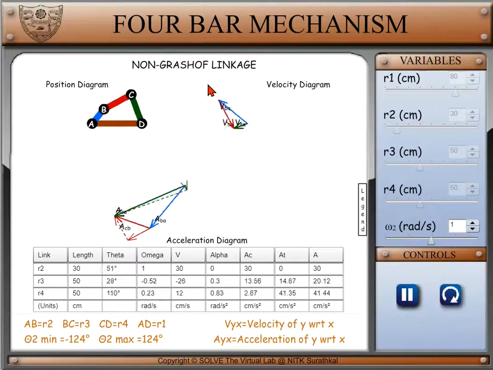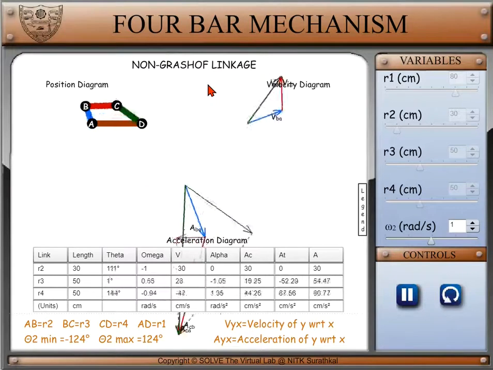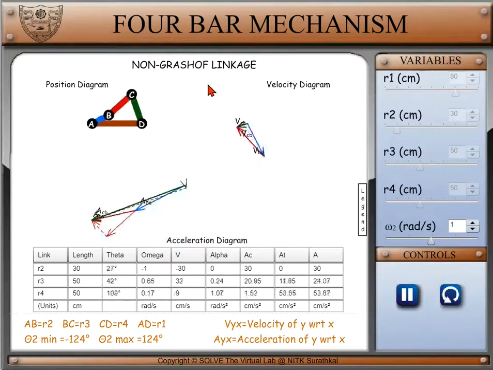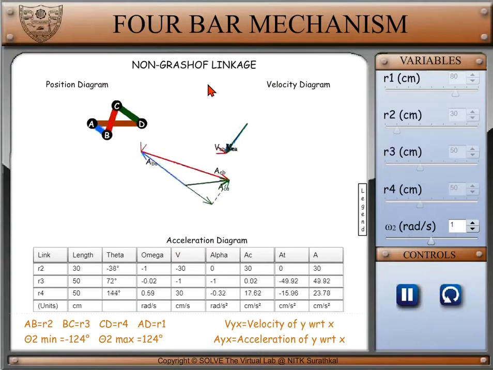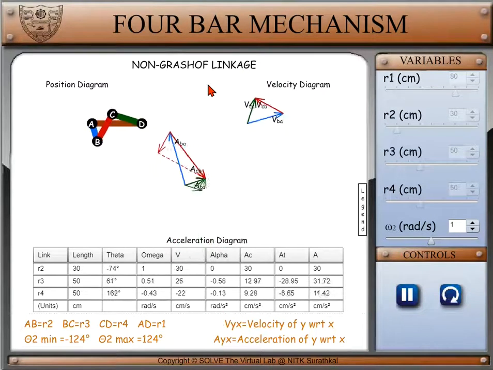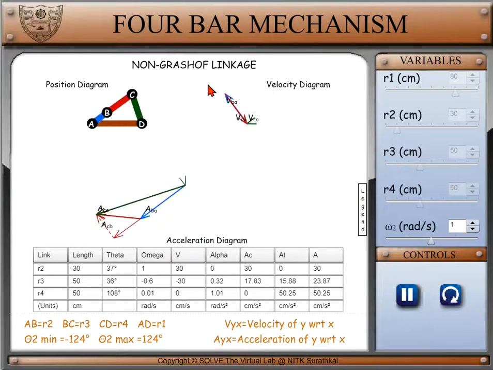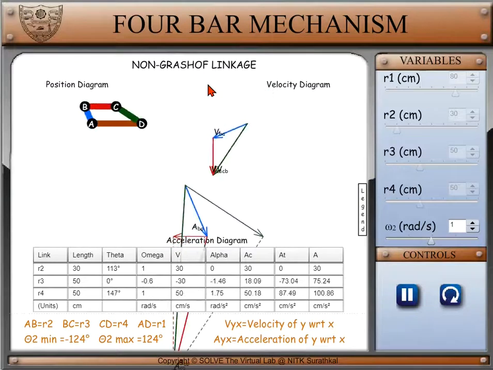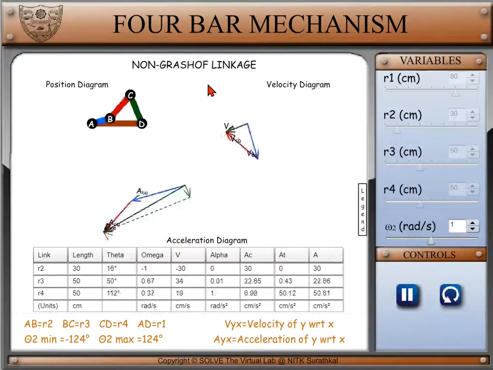Acceleration analysis of non-Grashof four-bar linkage mechanism. Aim of this experiment is to find the angular acceleration A3, A4 of third and fourth link and acceleration of C with respect to B and absolute acceleration of C.